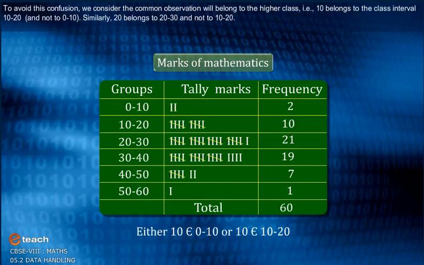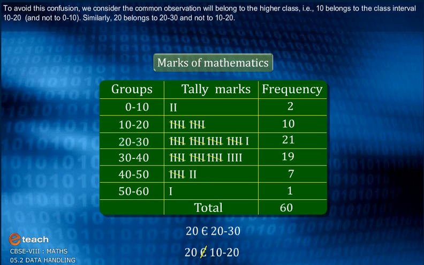To avoid this confusion, we consider the common observation will belong to the higher class, that is, 10 belongs to the class interval of 10 to 20 and not to 0 to 10. Similarly, 20 belongs to 20 to 30 and not to 10 to 20.